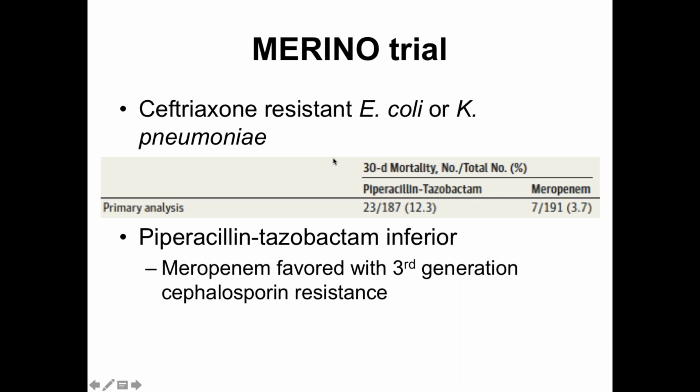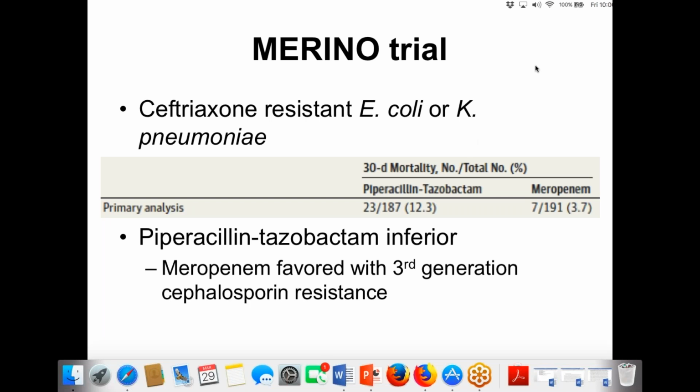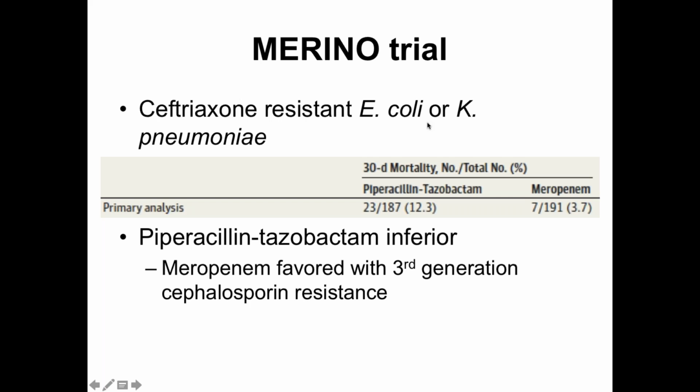I did want to mention, even though we talked about ESBL testing sensitive to beta-lactamase inhibitors, there's this recent trial last year, the MERINO trial, looking at ceftriaxone-resistant E. coli and Klebsiella pneumoniae. And it basically showed that piperacillin-tazobactam for patients with this resistance profile was inferior to meropenem. So it's pretty new data, but I think it's important to remember when we're making treatment decisions.